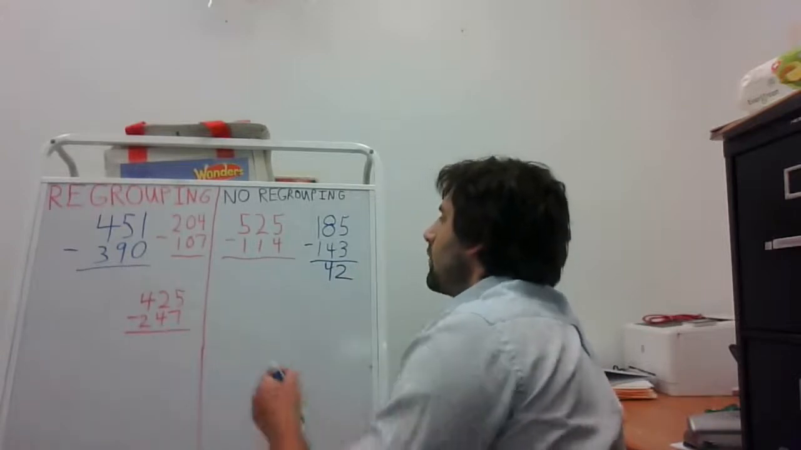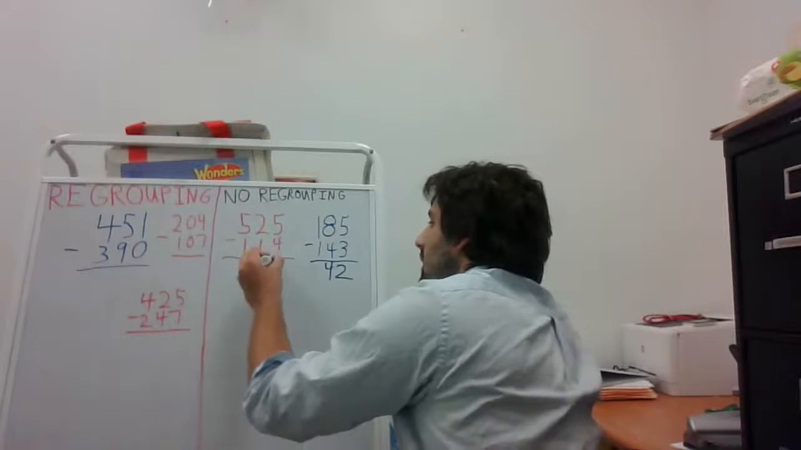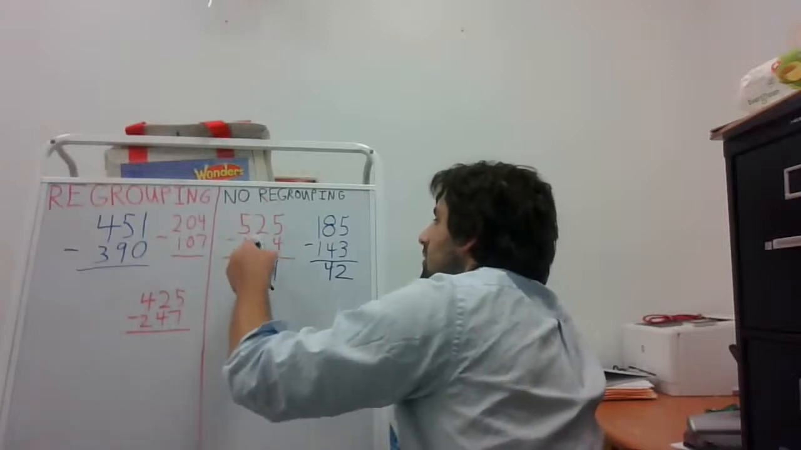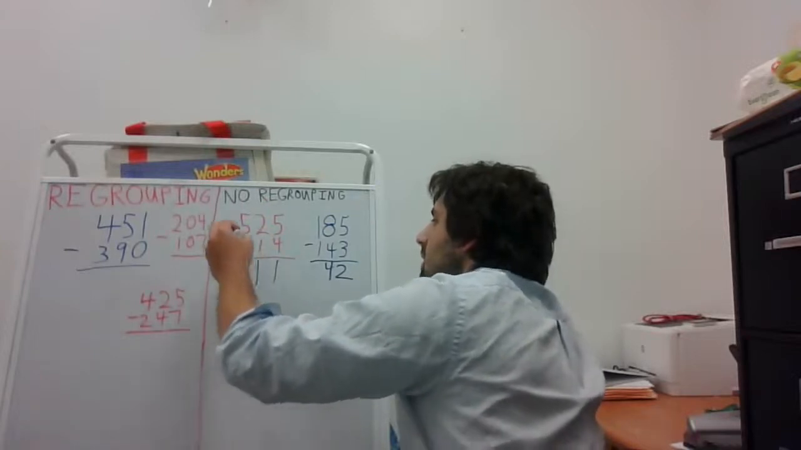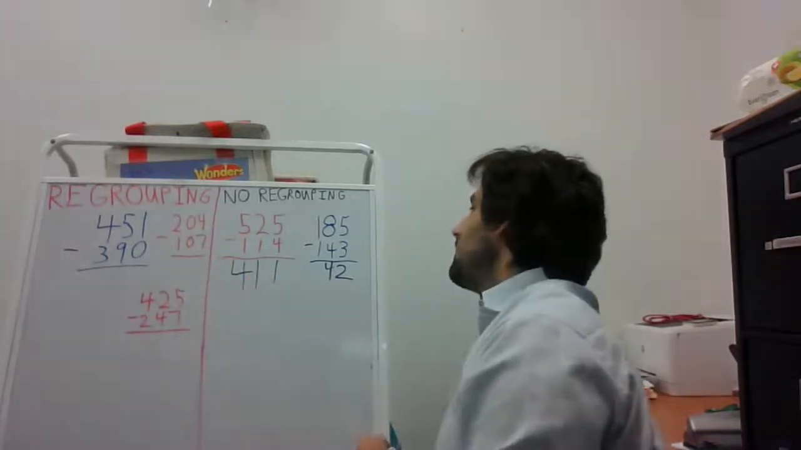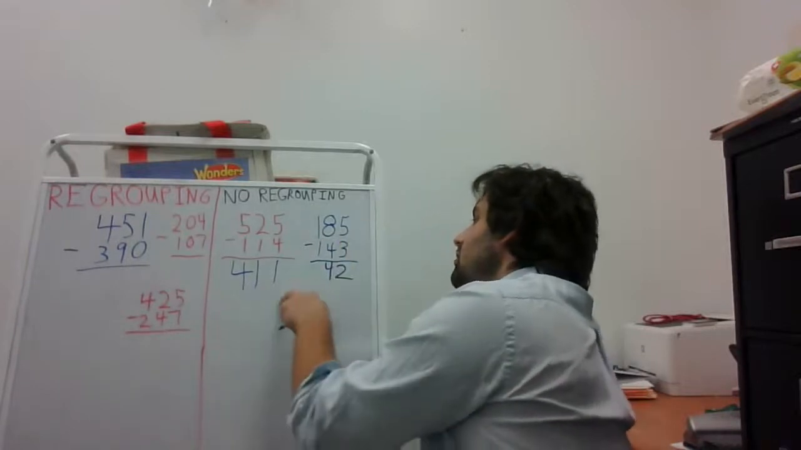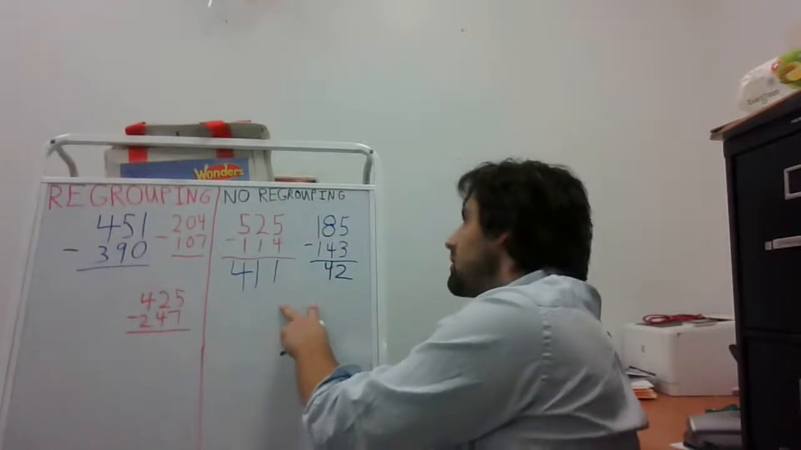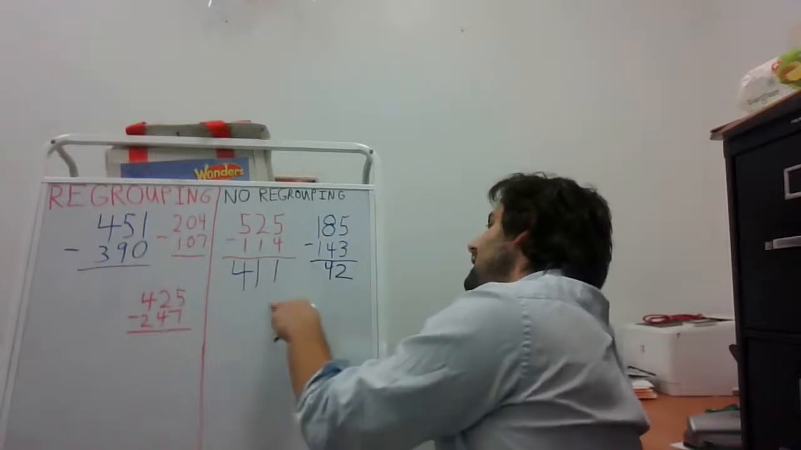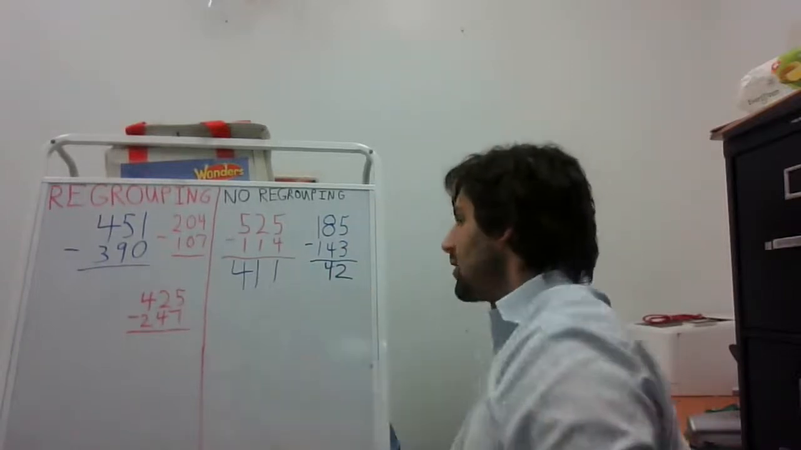525 minus 114. So now I'm going to subtract 5 minus 4. 5 minus 4 equals 1. 2 minus 1 equals 1. 5 minus 1 equals 4. Our answer is 411. So those are the two no regrouping problems. When you do not need to regroup, when all the digits on the top are bigger, you can just go right to the subtraction.